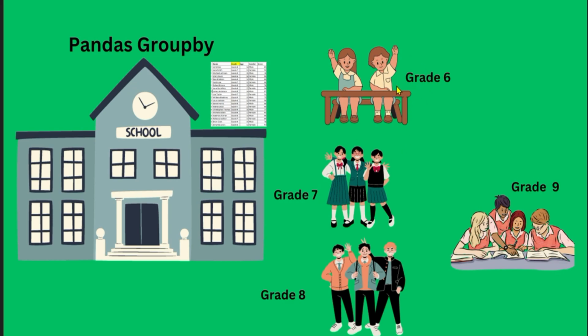For example, all the students from grade 6 should be kept at one place. All students from grade 7 should be kept at another place. Like that you need to group them based on their grade. So let's see the data.